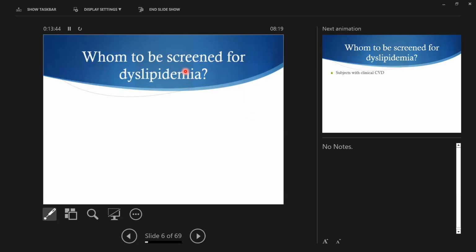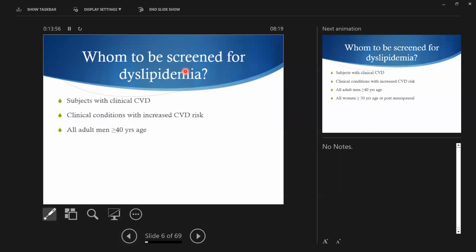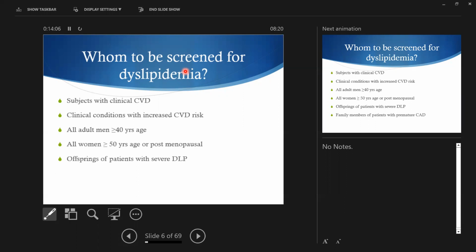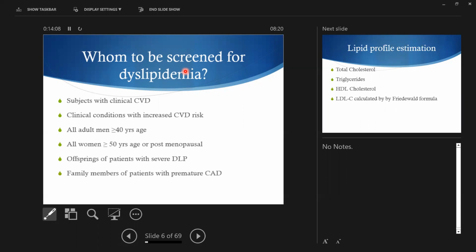Whom should be screened for dyslipidemia? Subjects with clinical cardiovascular disease and clinical conditions with increased risk of cardiovascular disease, all adult men more than 40 years of age, adult women more than 50 years of age, or any postmenopausal women, offspring of patients with severe dyslipidemia, and family members of patients with premature coronary disease. All these groups are categorized for a checkup for dyslipidemia.